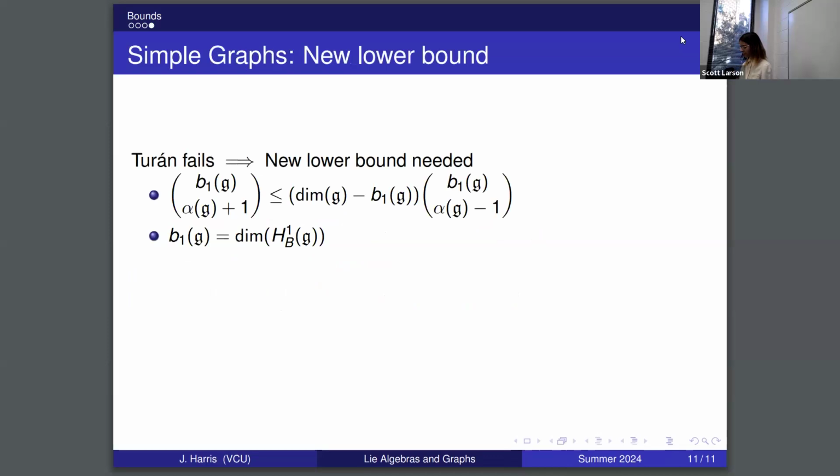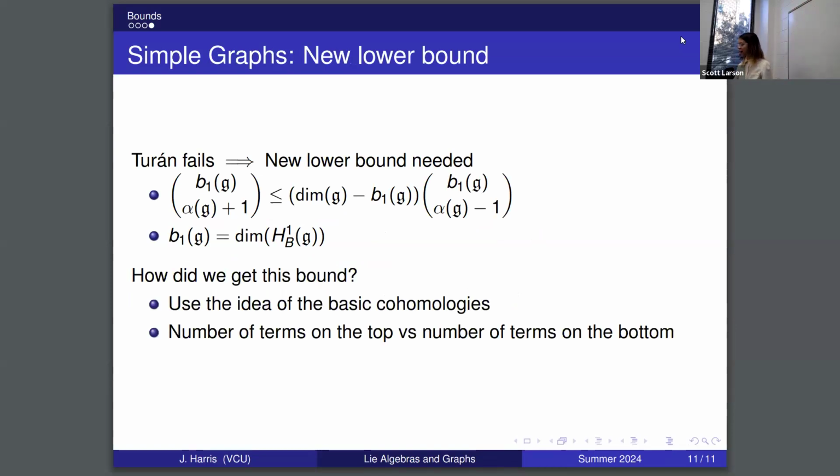And so this is the bound that we ended up coming up with. And the B1G is just shorthand. You can think of it as the number of vertices. So the way that we got this bound, it's more of a counting argument, or counting the number of terms on the top and the number of terms on the bottom.